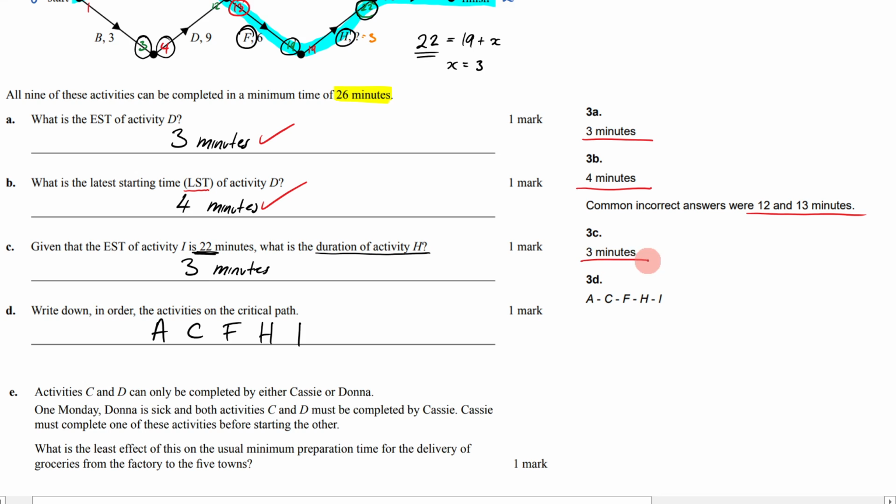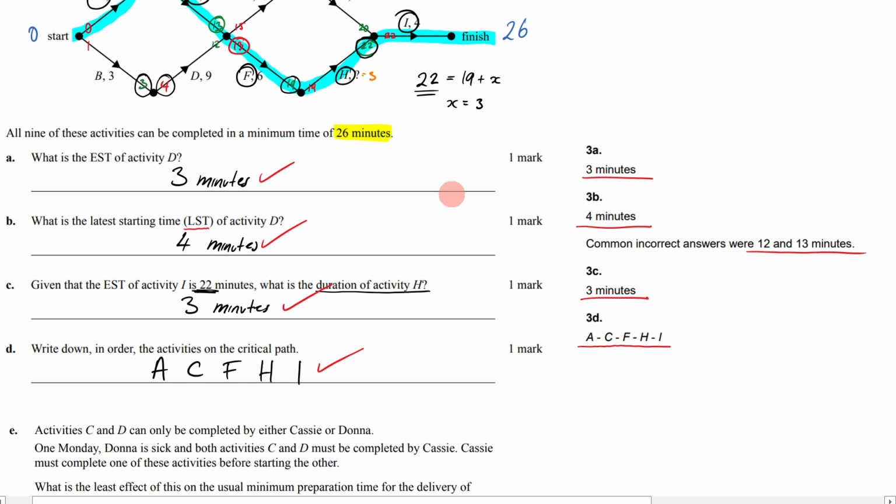This was 3 minutes, this was 3 minutes, and this was A, C, F, H, I. We got it. So those are the first 4 questions of those.